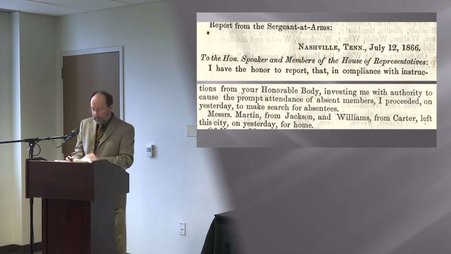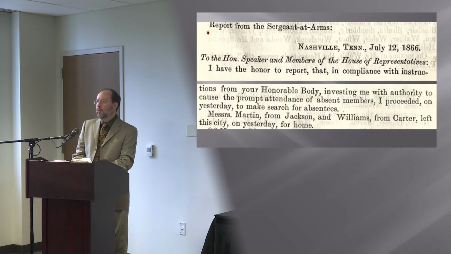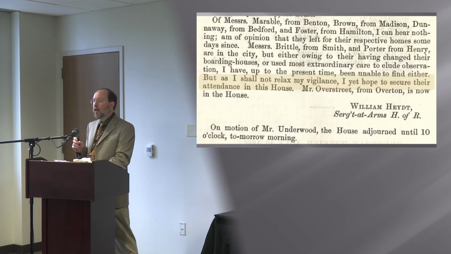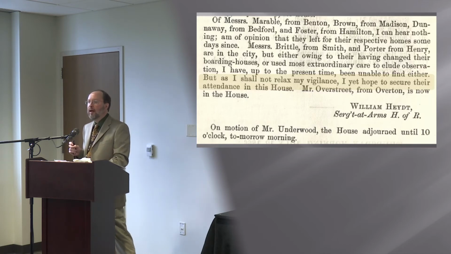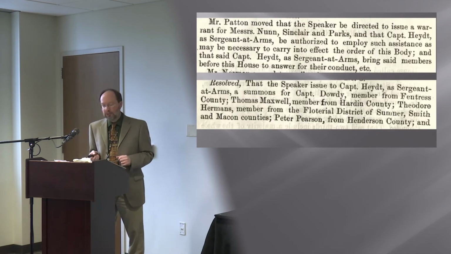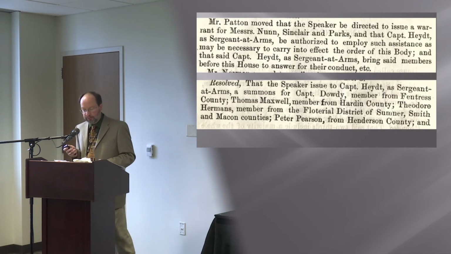Regardless, on July 12, 1866, Sergeant-at-Arms William Hite issued his report to the House in which he said he could not find any of the missing members. "But as I shall not relax my vigilance, I yet hope to secure their attendance in this House." And the House adjourned for the day, still with no quorum. More names, and more warrants for arrest for the missing members.